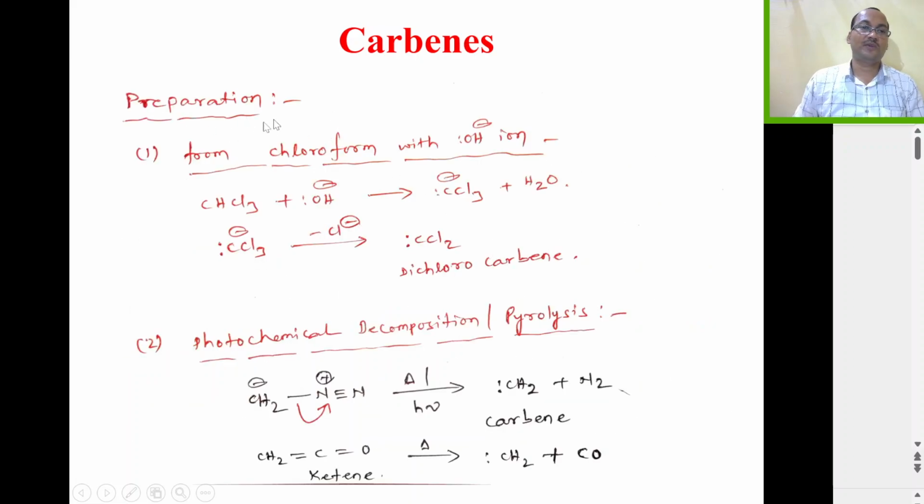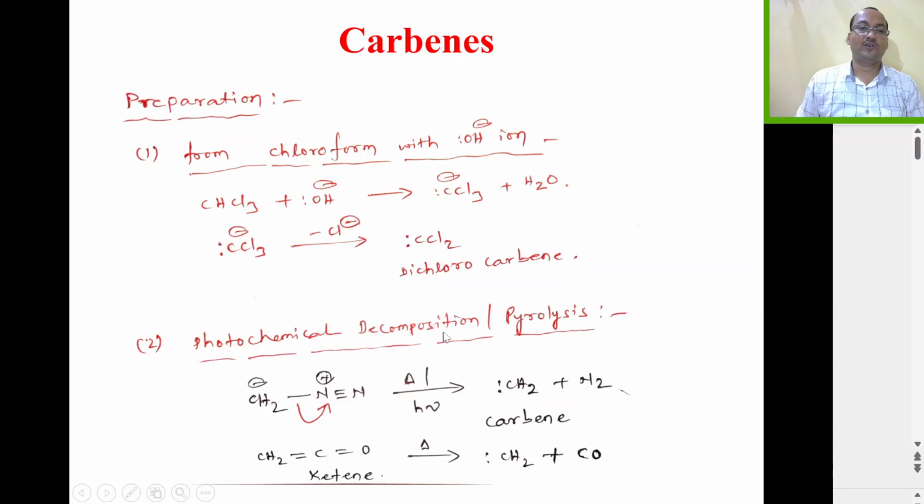So let's talk about preparation of carbenes. From chloroform with OH minus ion or in alkaline medium. CHCl3 chloroform reacts with OH minus ion, giving rise to CCl3 minus plus water, and this CCl3 minus will lose one Cl minus, giving rise to dichlorocarbene CCl2 with a pair of electrons.